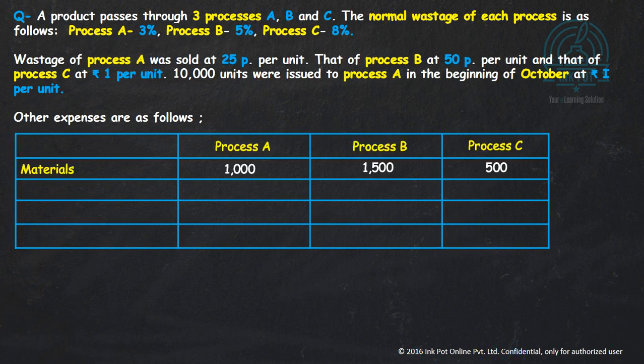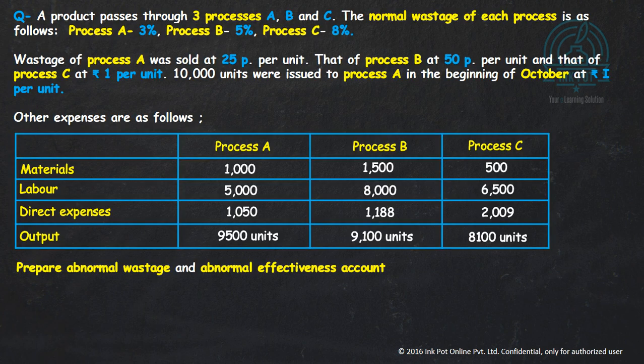This is our next question. Here we are supposed to calculate the normal wastage, abnormal effectiveness. Now let's see what are these terms. So let's start with the question. Our product passes through three processes A, B and C, right? The normal wastage of each process is as follows. We are given with the process A has 3% wastage, process B 5%, process C 8%.